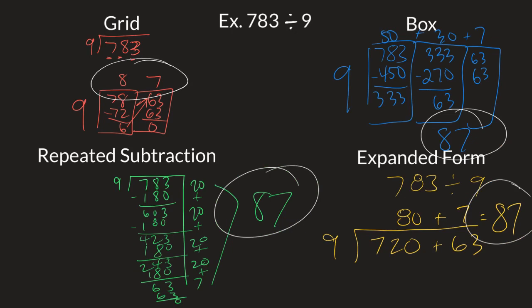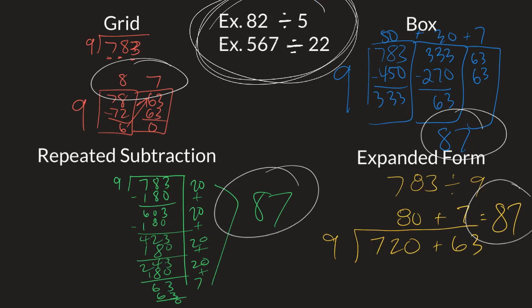Here, let me give you some examples for you to try out, and then you let me know which one your favorite is. 82 divided by 5 and 567 divided by 22. Try these out, try the methods out, and let me know which method you like more to use for division.